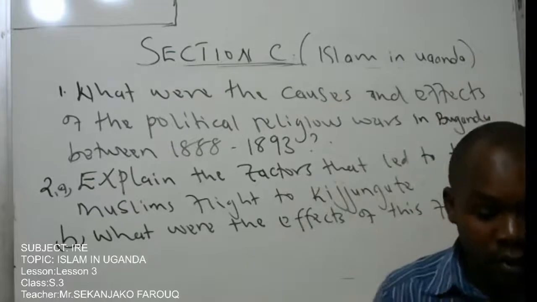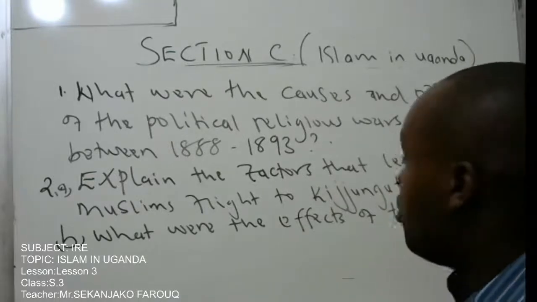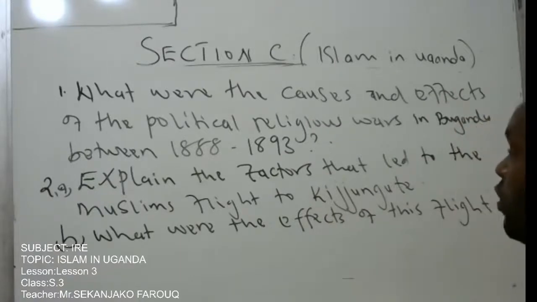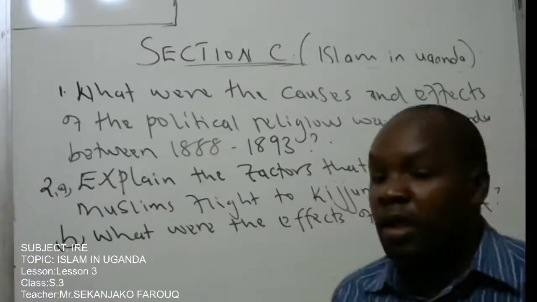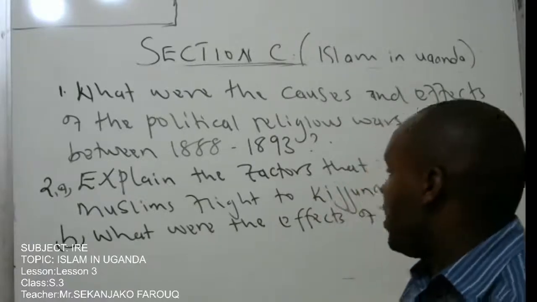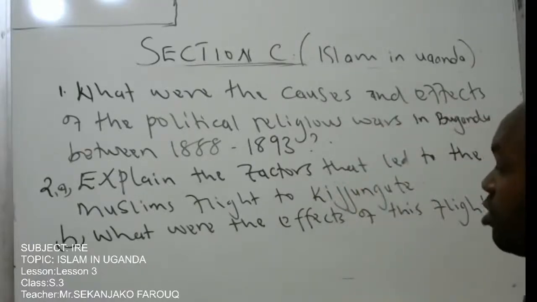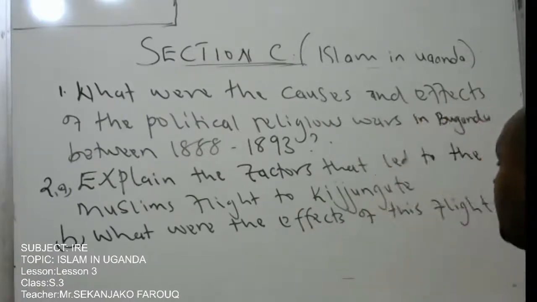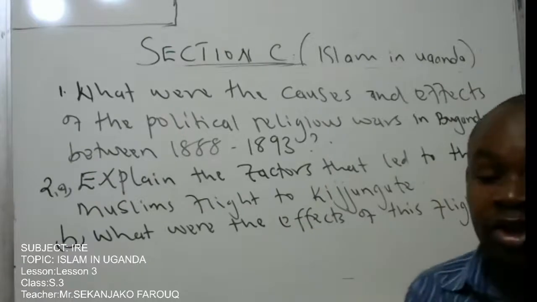So, at home, please try out these questions. Number 1, what were the causes and effects of the political religious wars in Uganda between 1888 to 1893? And 2, explain the factors that led to the Muslims' flight to Kijungute. And part B, what were the effects of this flight?